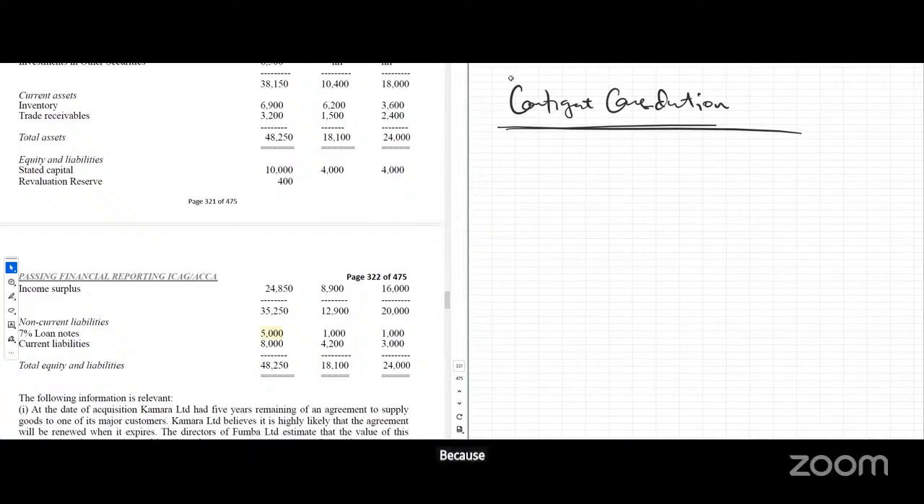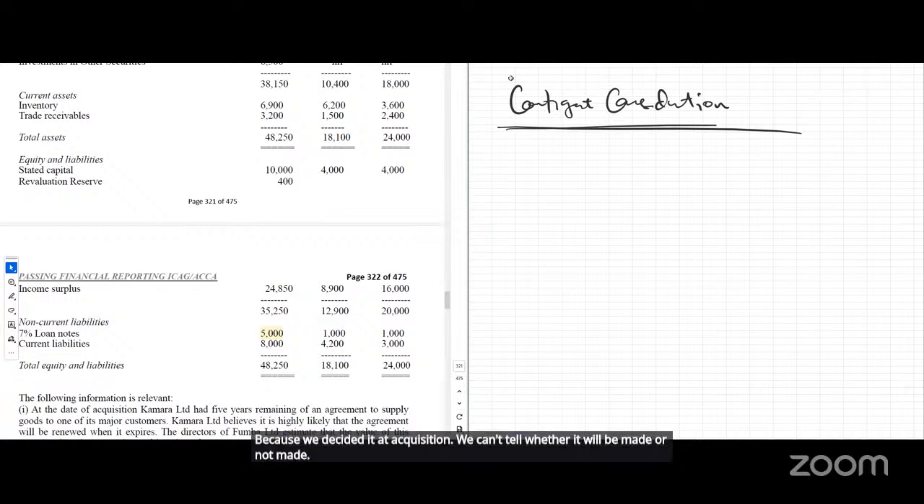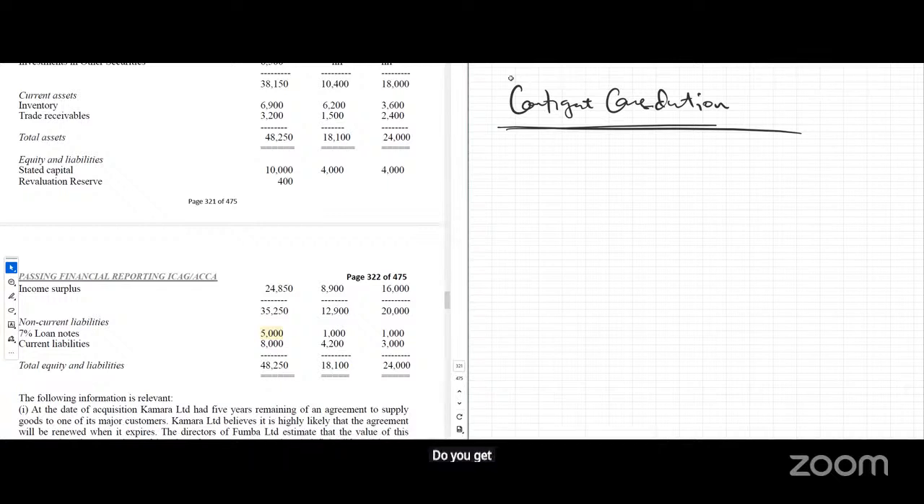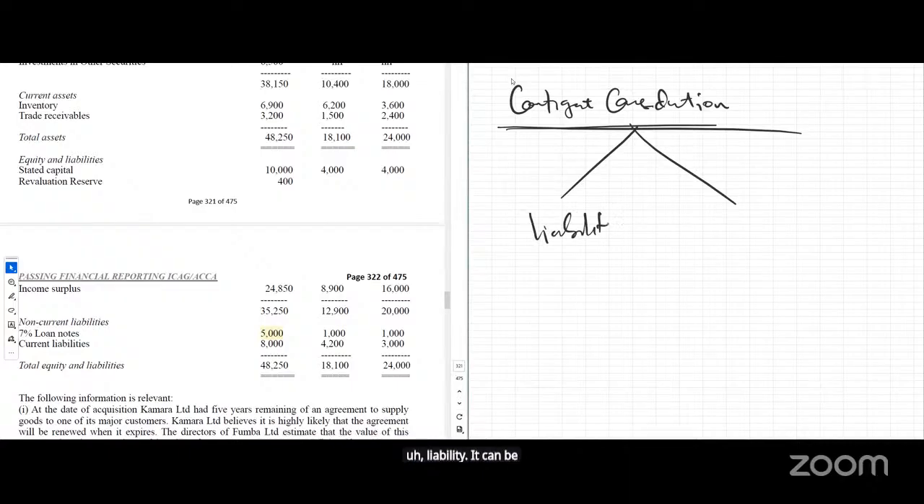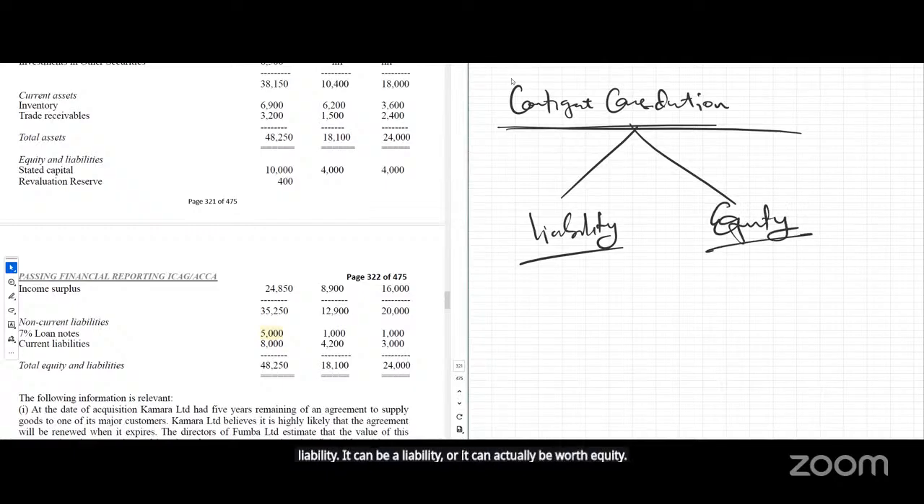Because we decided it at acquisition, we can't tell whether it will be met or not, so you still need to recognize it, because there's still a present obligation. So this contingent consideration at FR level, they don't really go into detail. They just give it to you like deferred consideration. But in actual sense, contingent consideration can be a liability, or it can actually be what? Equity.